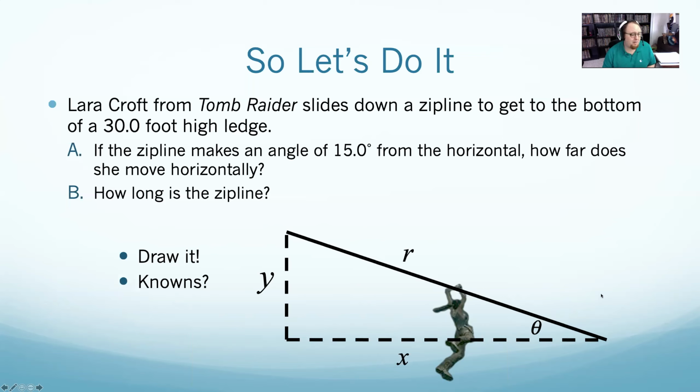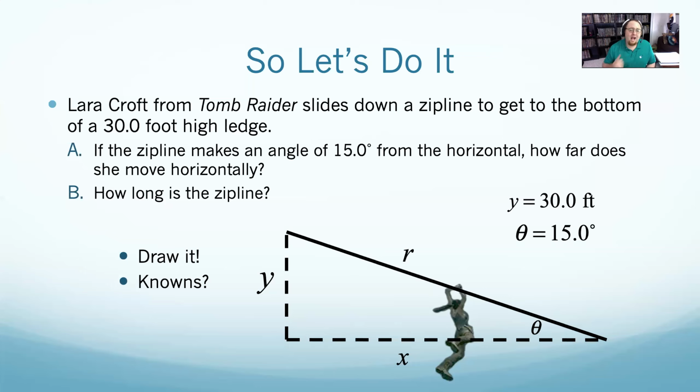My next step, what are my knowns and unknowns? So let's look at what I know. She's getting to the bottom of a 30-foot high ledge. That's how high it is, so that's going to be my y value. If it's just a 30-foot high ledge, y is 30 feet. And the zip line makes a 15-degree angle. So I know y and theta.